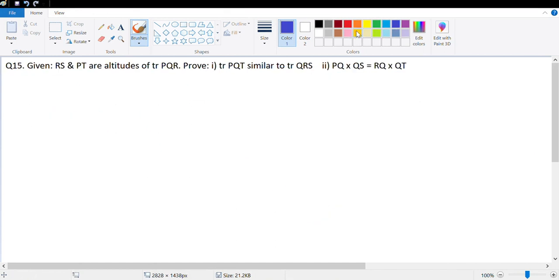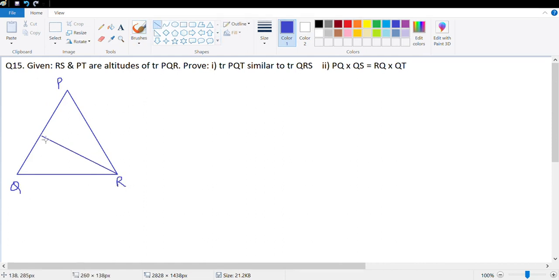It says given RS and PT are altitudes of triangle PQR, prove something is equal to something. Perfect. So this is P, this is Q, this is R. RS and PT are altitudes. So this is RS and this is PT. Altitude meaning it makes an angle of 90 degree with the opposite side. So R is S and P is T. Perfect. We need to prove the triangle PQT is similar to triangle QRS.